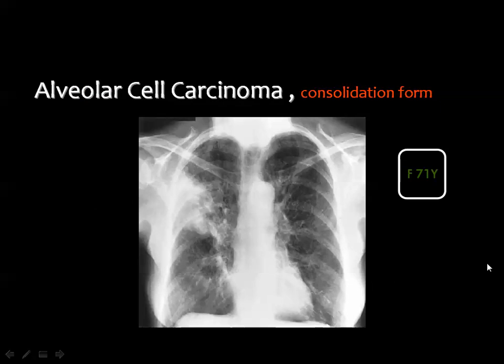Then this is the consolidative form where you see a patchy opacity which is exactly similar to pneumonia, but the symptoms of pneumonia are lacking and the response to antibiotics is lacking. Then you may think of one of two possibilities, lymphoma and bronchoalveolar carcinoma. And also you may think of some of the other types of atypical infection which do not respond to antibiotics.